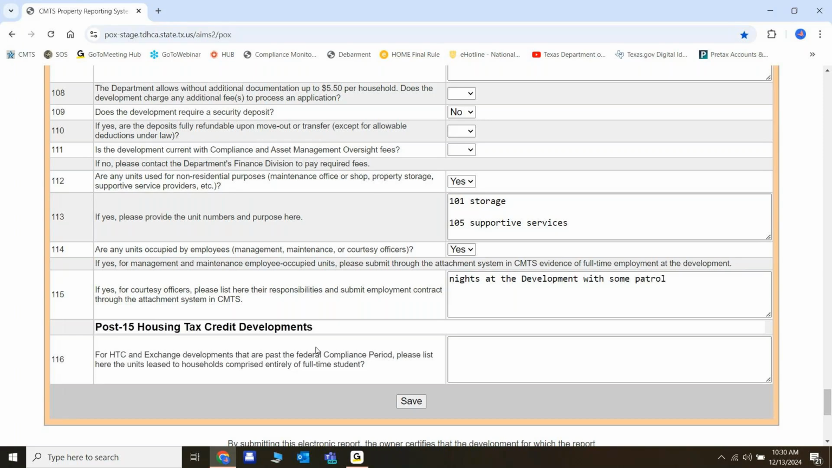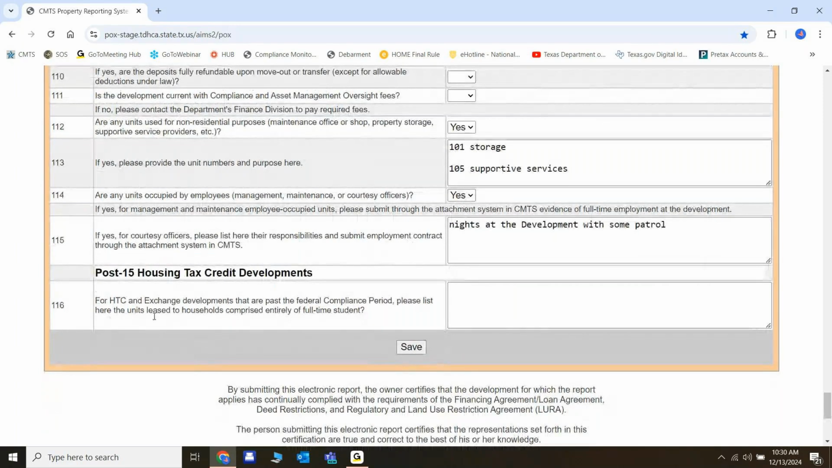And then for the post 15, we just want to know if you have units that are leased to full-time students. You're allowed to do this to a certain percentage, but we just need to know what units those are. It helps us figure out where your percentage is and what we need to be looking at. Like if I do pull unit 203, it should be a full-time student household, and that's okay because they're post 15. So it gives me some background on what I'm looking for.